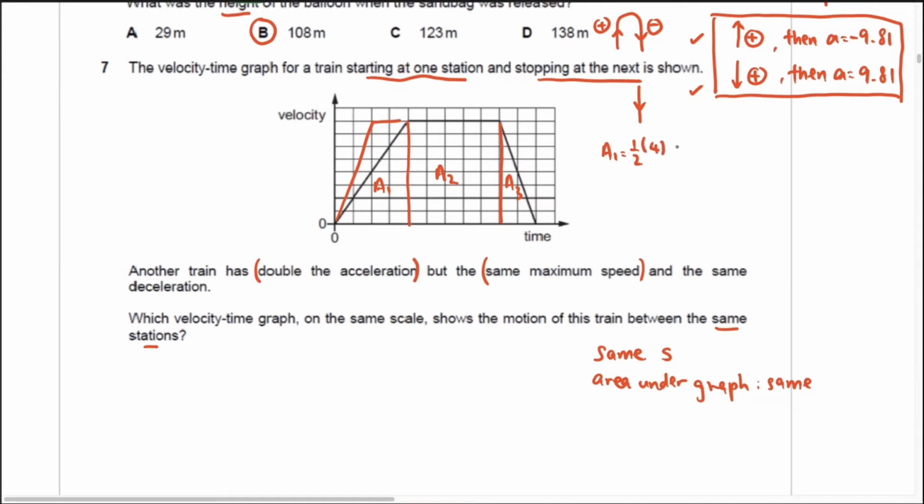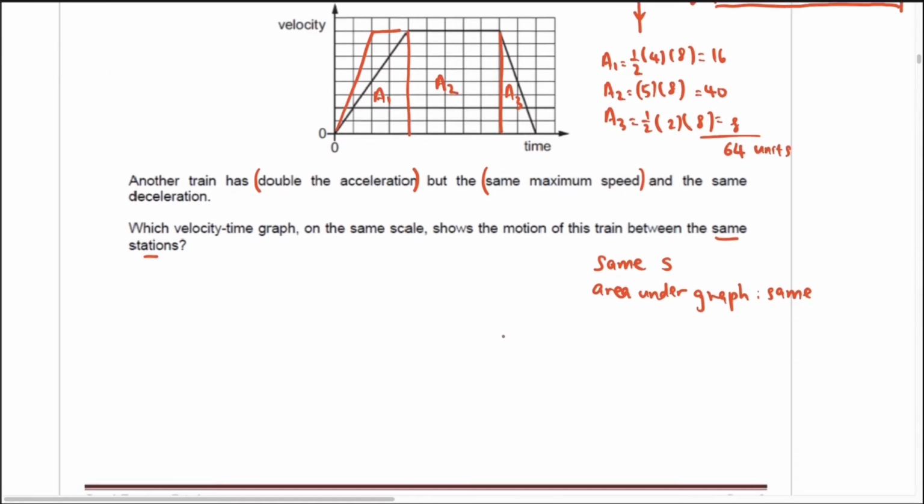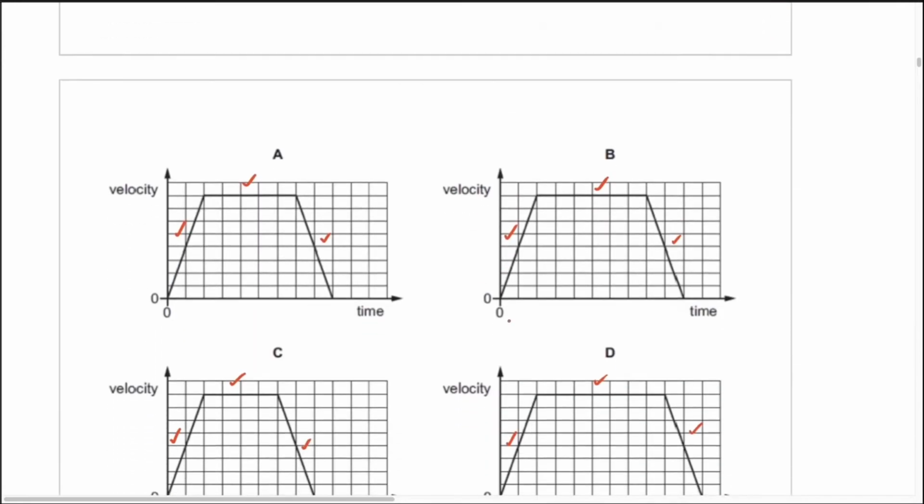4 by 8, 16. Area 2, 1, 2, 3, 4, 5, 5 times 8, 40. Area 3, 1 over 2, the base is 2 units, the height is 8 units. 8. So total up 56, 60, 64. 64 units. So in order to choose the same answer, you have to choose the one with 64 units.